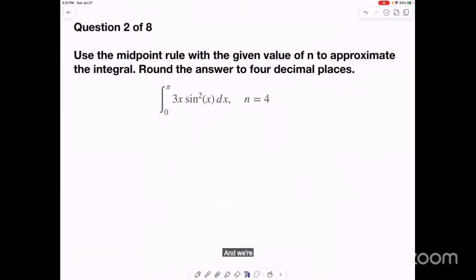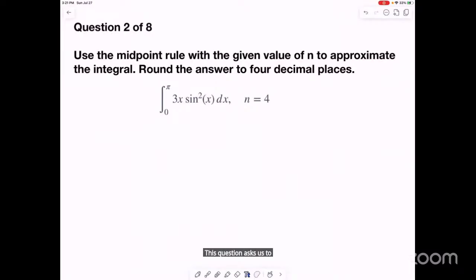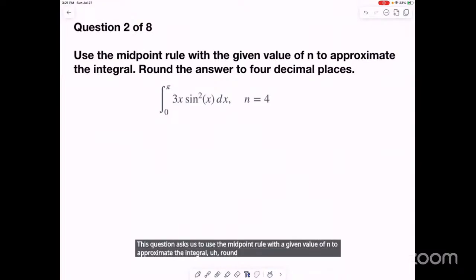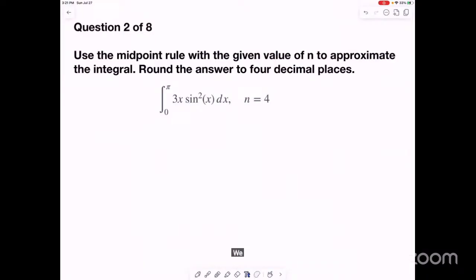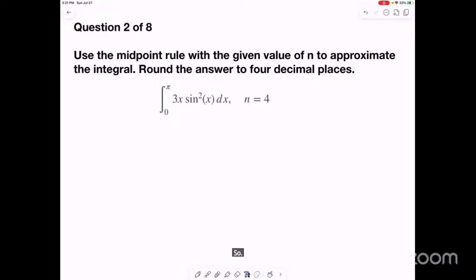And we're back. Greetings, YouTube. Beautiful mind here. This is question 2 of a series of 8 from calculus. This question asks us to use the midpoint rule with the given value of n to approximate the integral. Round the answer to 4 decimal places. We have the integral as x goes from 0 to pi of 3x times sine squared x dx with 4 subintervals. So 0 to pi over 2. So we just need 4.